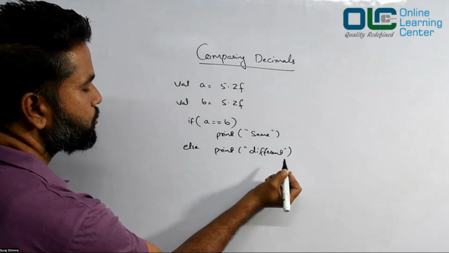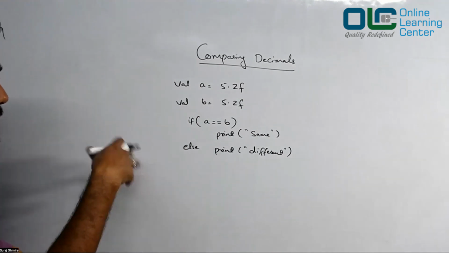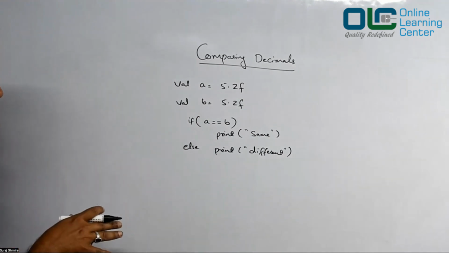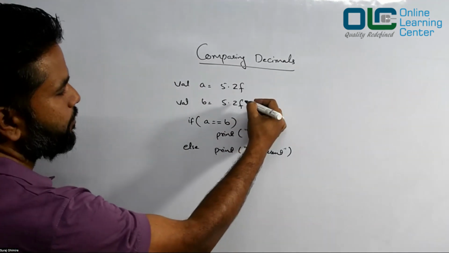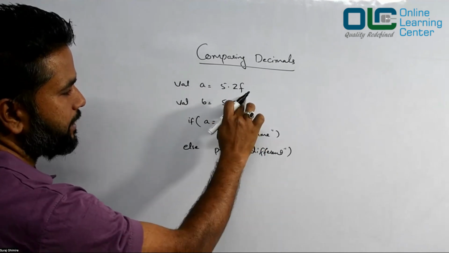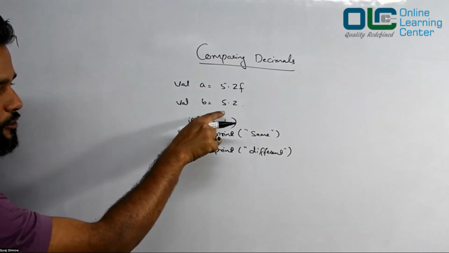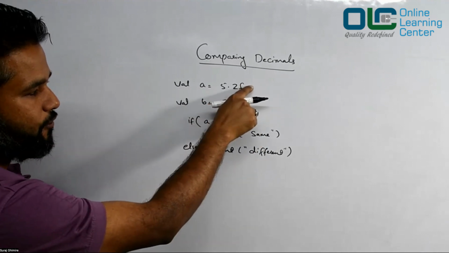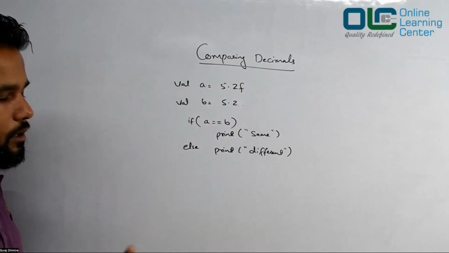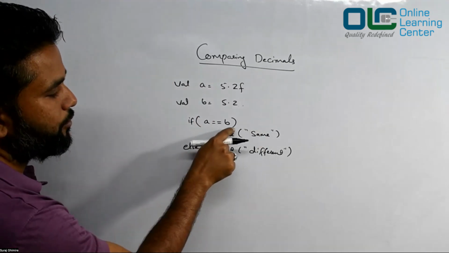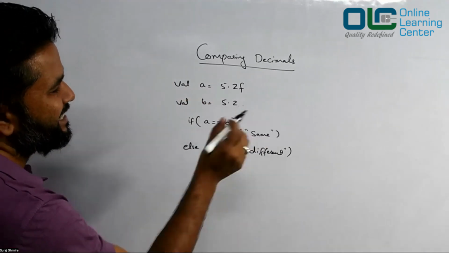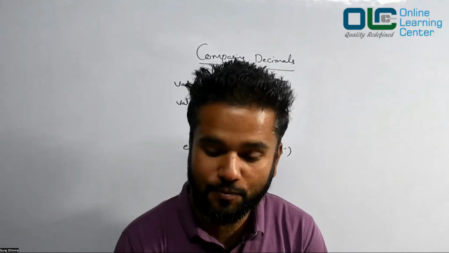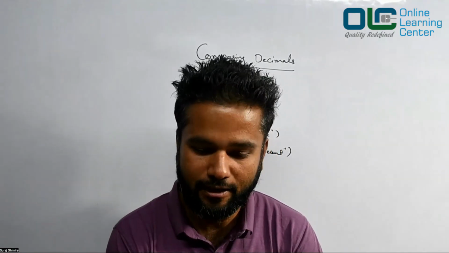Let us try to understand what will happen if you write code like this, or what will happen if I remove this f and just say 5.2. If you just say 5.2, then it is double. This is double, whereas this is float, but they hold the same value. Now, what will happen if I just say a is equal to b? This is literally interesting. Let's move to the REPL and we'll see how it behaves.